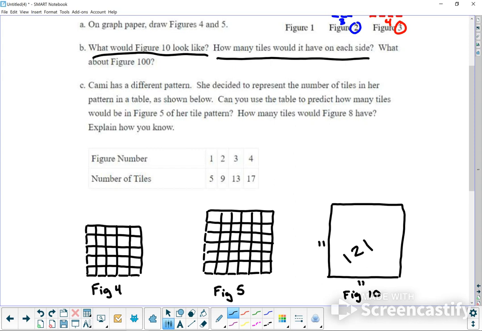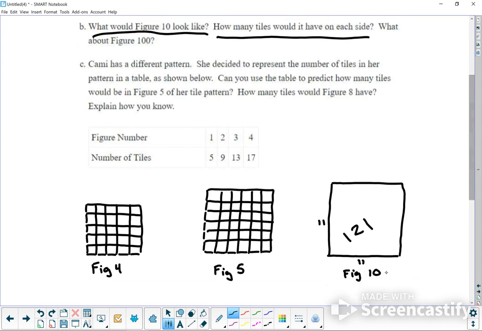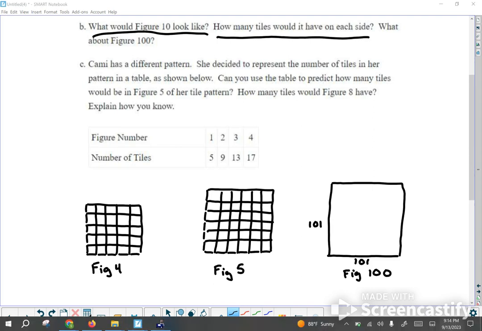Okay, figure 100. So if I went and did figure 100, it wouldn't be 11 anymore. Figure 100 would have 101 on each side. Remember, it's one more than the figure number. So it'd be 101 by 101. So there'd be a lot of tiles. And then to figure out the answer, how many tiles would it have?